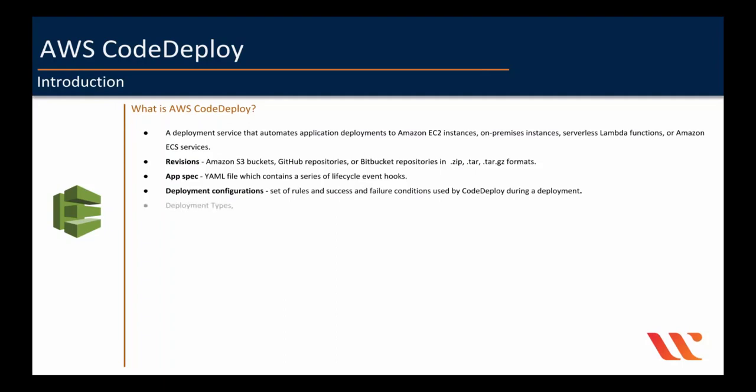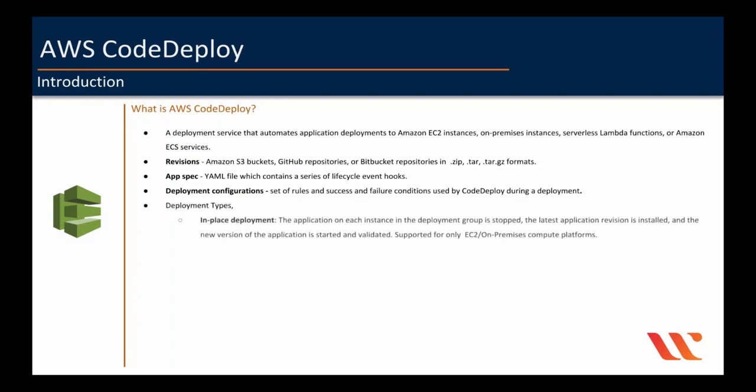CodeDeploy comes with two different deployment types. First one is in-place deployment. This is only applicable for EC2 and on-premise compute platforms, not for AWS Lambda and ECS. With in-place deployment, the application on each instance in the deployment group is stopped based on the deployment configuration you choose. The latest application revision is installed, and the new version of the application is started and validated.